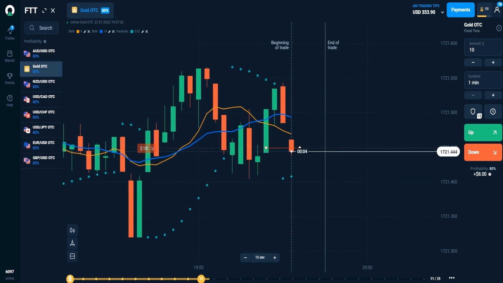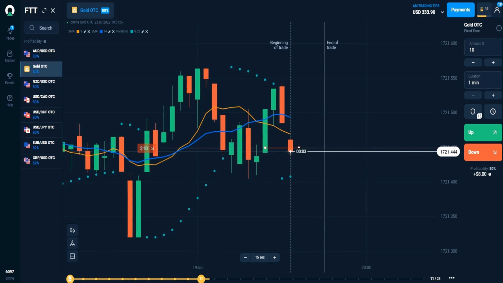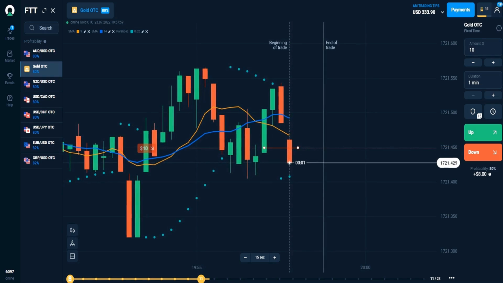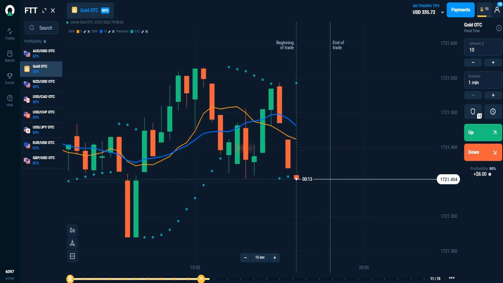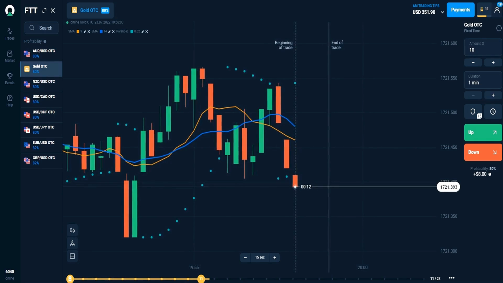Now we just need to wait for the trade to complete and see the result. Always stay patient and don't enter trades without clear confirmation. Let the strategy do its job. And here's the result. We won this trade.